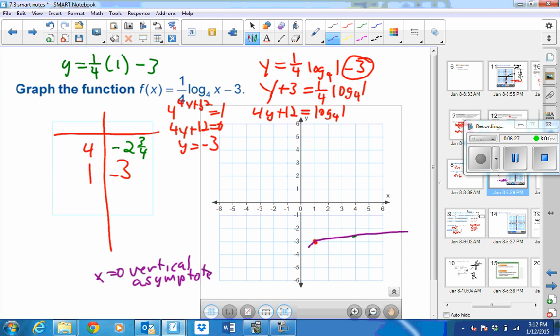This is much flatter because it's a vertical shrink when we put that 1/4 in front of it. And so this is going to be the logarithmic form in this case. And those 2 points gave us pretty good shape. This showed us that we didn't have any change in our vertical asymptote, and this -3 shifted our original one down 3 units.